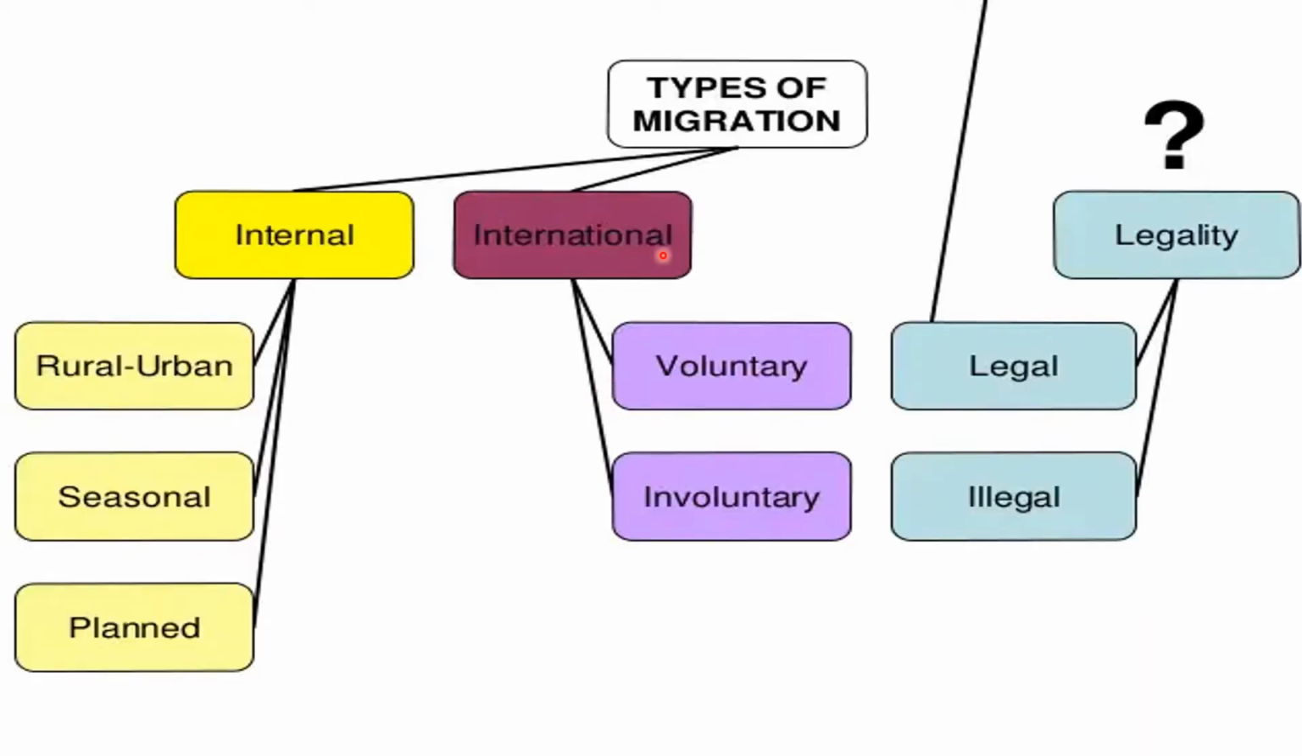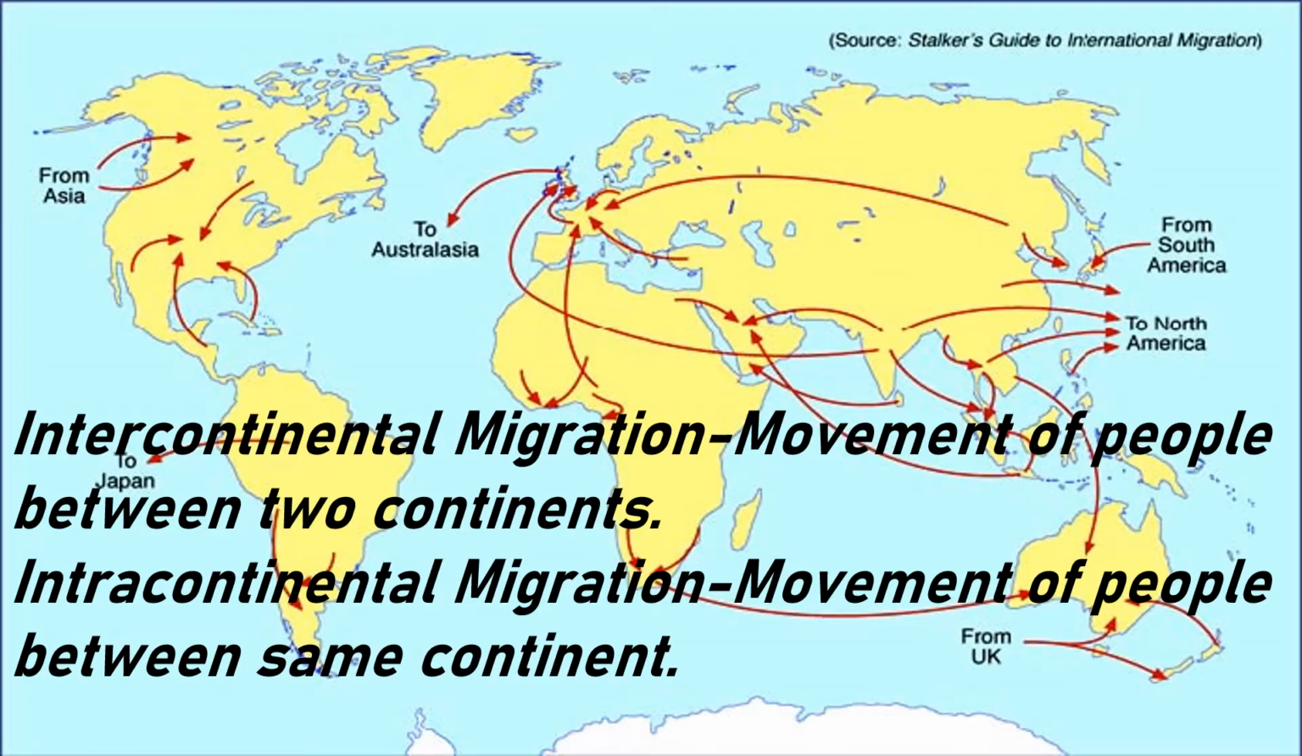In this chapter, we will do types of migration. On the basis of place, migration can be internal migration and international migration. It can be further classified into rural-urban migration, seasonal migration, planned migration. Then it can be international migration. It can be voluntary, meaning done by the person's wish, and involuntary migration means the migration which is done by a person but with force. On the basis of legal, that is laws, migration can be legal or illegal migration. Now, let us start with the explanation here.